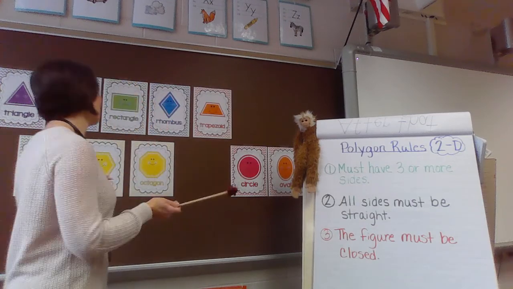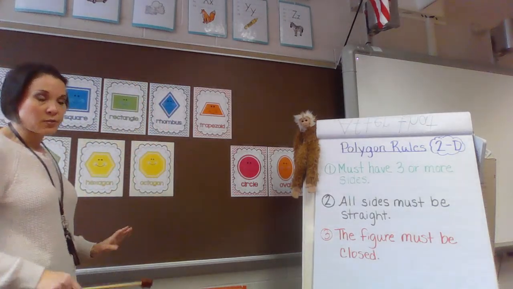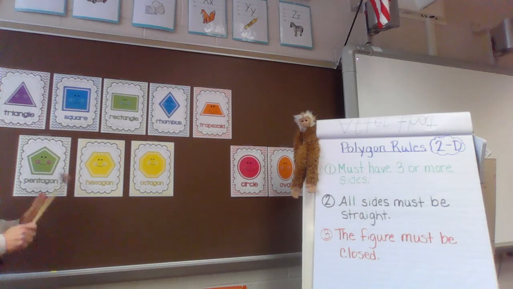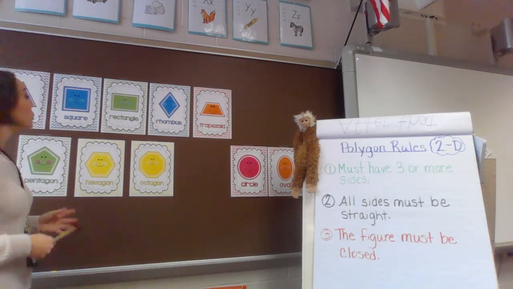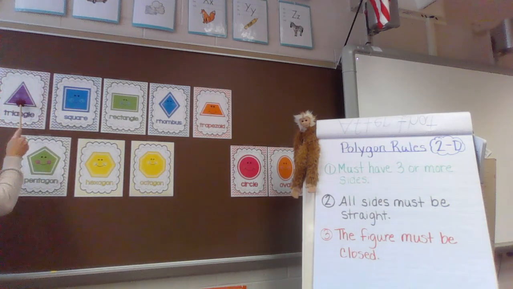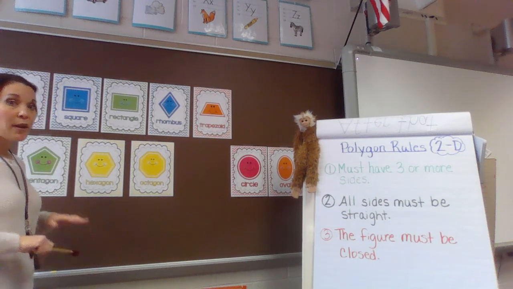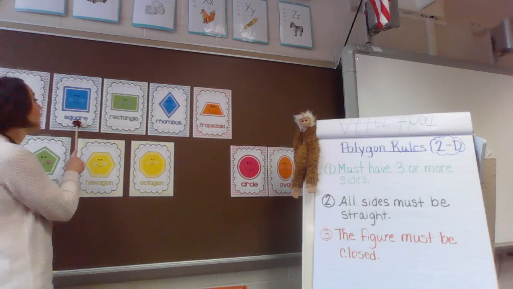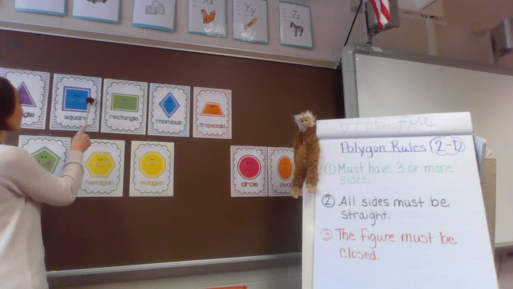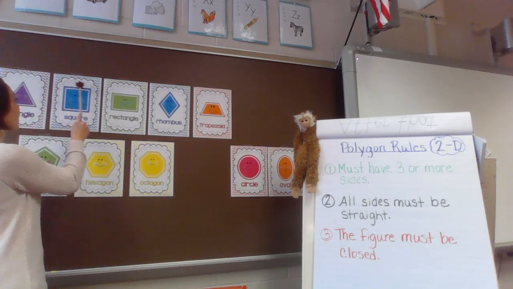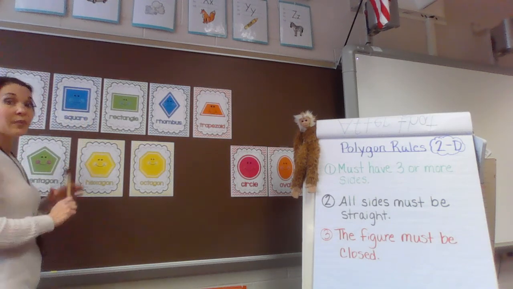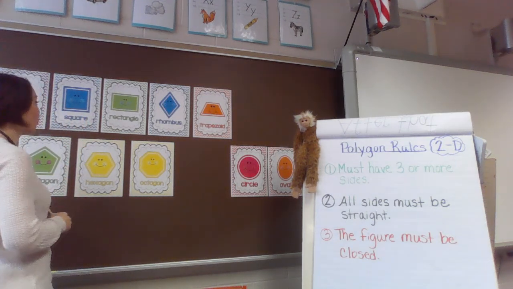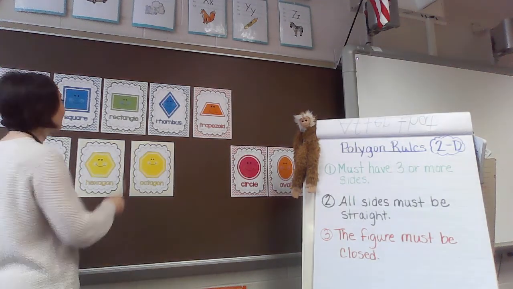So let's go ahead and get started. Let's talk about each one of these shapes, and let's talk about the polygons first. Our first one is a triangle. Triangles have 1, 2, 3 sides, 1, 2, 3 points. All sides are straight, totally a polygon. Let's take a look at our next one, which is a square. We have 1, 2, 3, 4 sides, as well as 1, 2, 3, 4 points. All sides are straight, therefore you're looking at another polygon.